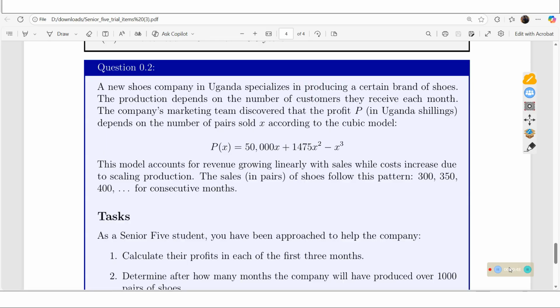Item number 2 says a new shoes company in Uganda specializes in producing a certain brand of shoes. The production depends on the number of customers they receive each month. The company's marketing team discovered that the profit P, in Ugandan shillings, depends on the number of pairs sold X according to the cubic model. So this is the model that we are given. This model accounts for revenue growing linearly with sales, while costs increase due to scaling production. The sales in pairs of shoes follow this pattern, that is 300, 350, 400, and so on for consecutive months.